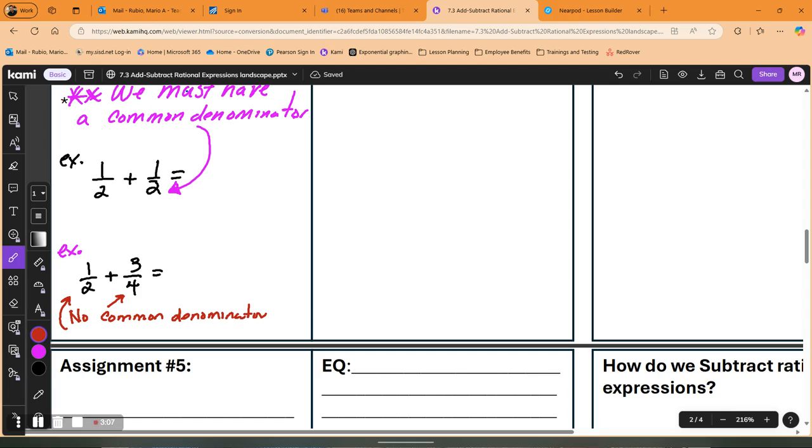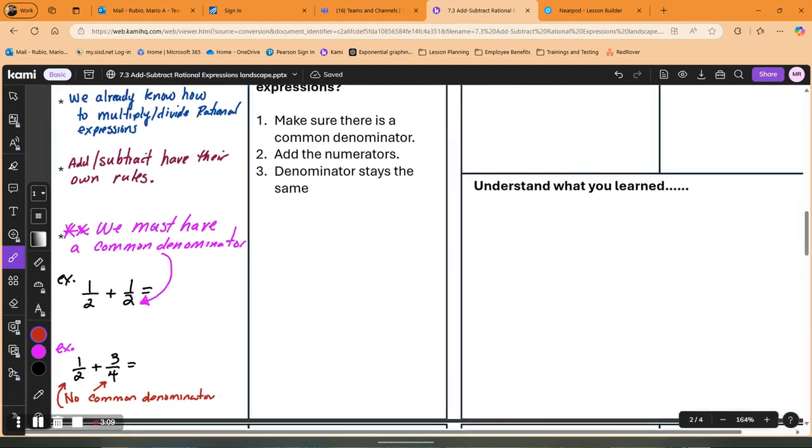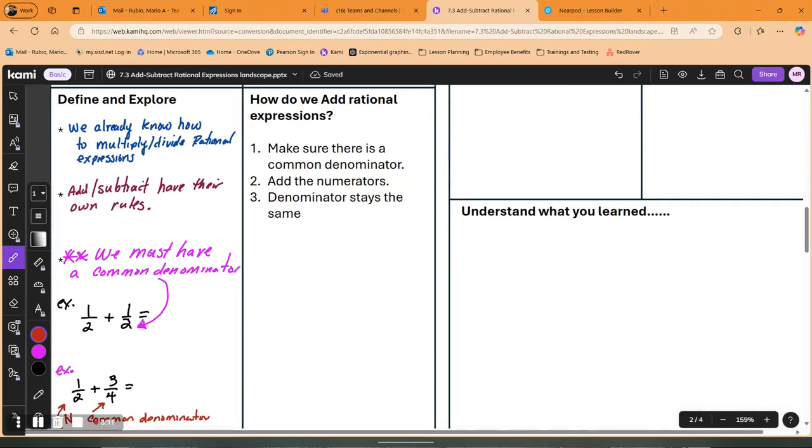So let me show you both of these examples of how we add rational expressions. Okay, this is what they look like. I'm going to show you how to solve them next. First, we need to make sure there is a common denominator. Add the numerators, then the denominator stays the same. So let me show you with this first example.